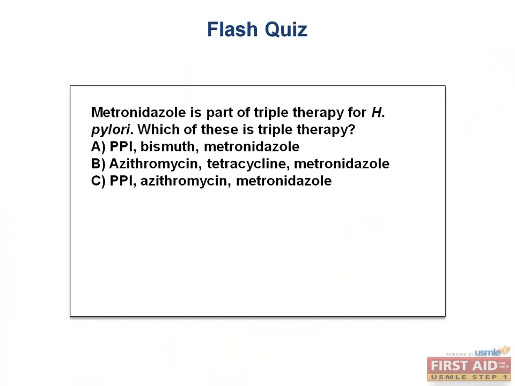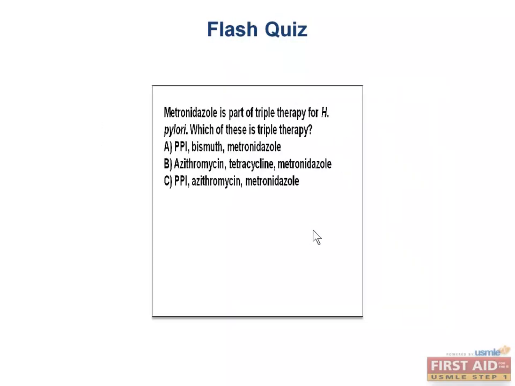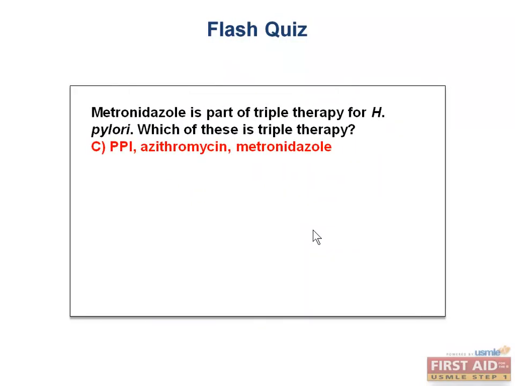I know you're ready for another flash quiz. Metronidazole forms part of triple therapy for H. pylori. What is triple therapy? Is it A. PPI, bismuth, metronidazole, B. azithromycin, tetracycline, and metronidazole, or C. PPI, azithromycin, and metronidazole? The answer is C. A PPI, azithromycin, and metronidazole comprise triple therapy for treating H. pylori infection. And so that's it.